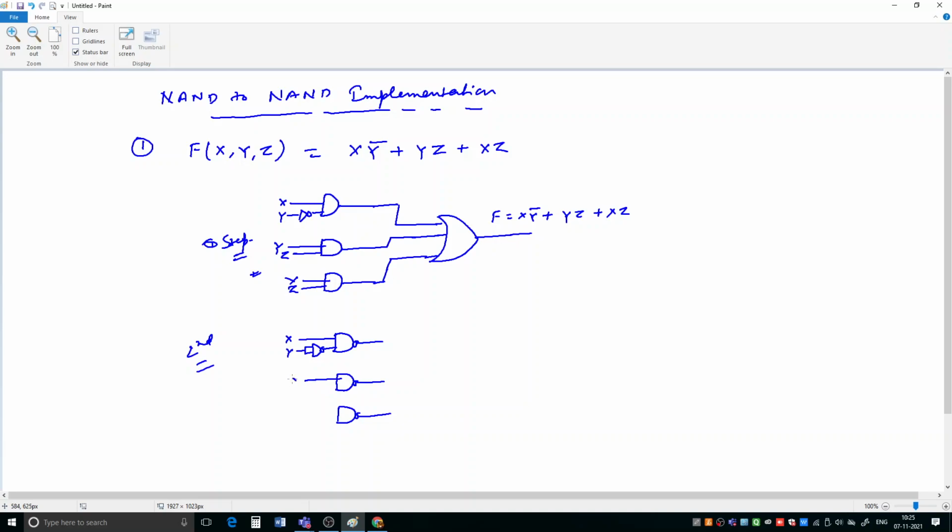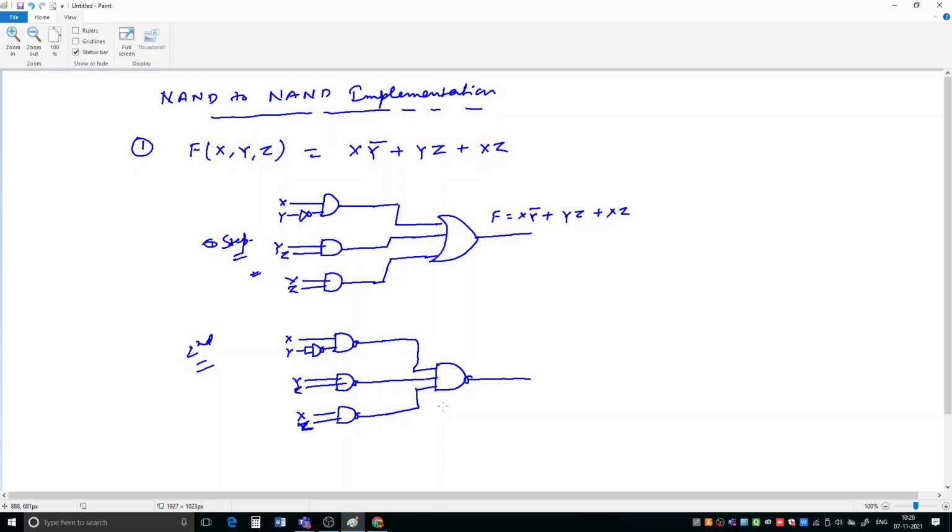Here we are having two inputs Y and Z, no problem. And here we are having two inputs X and Z. Okay, so now these we have to pass to this OR gate. So what I told, all the gates should be replaced by a NAND gate. So here this gate also will be replaced by a NAND gate. Okay, so this we have got.